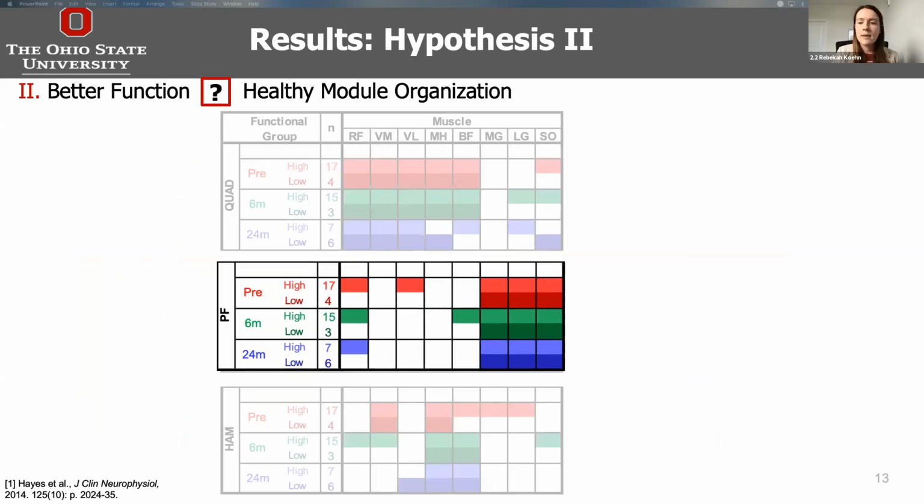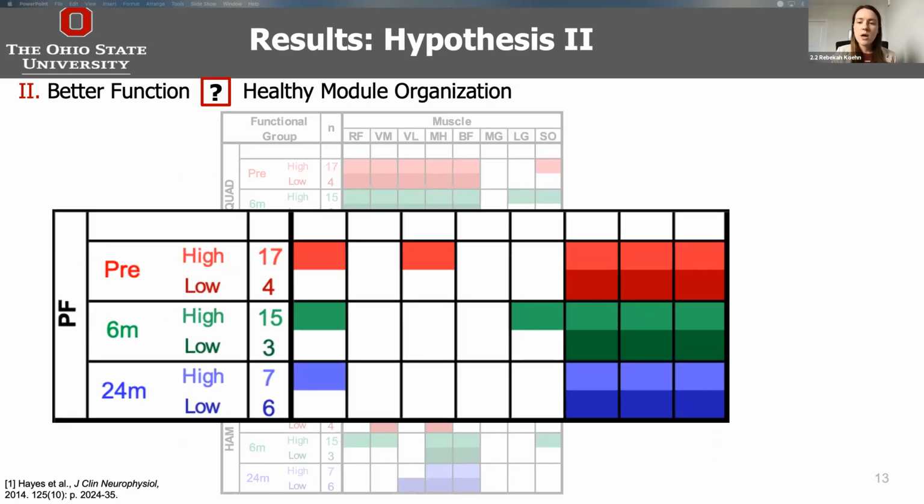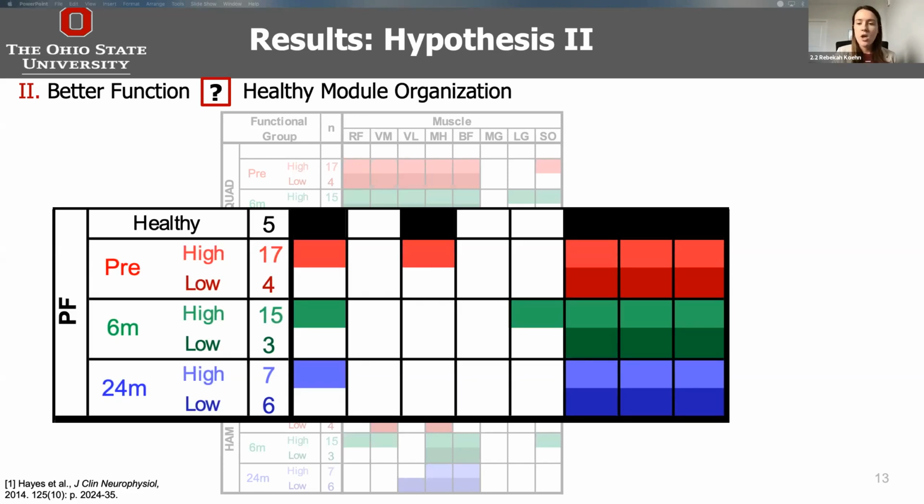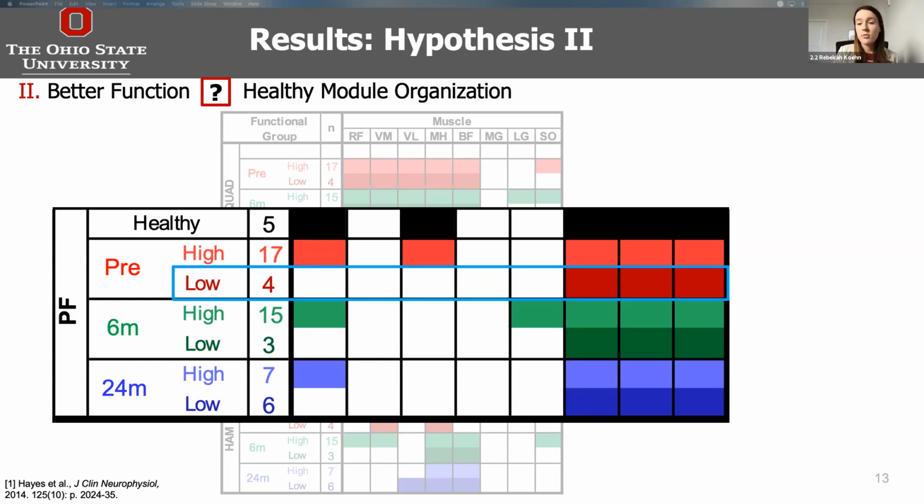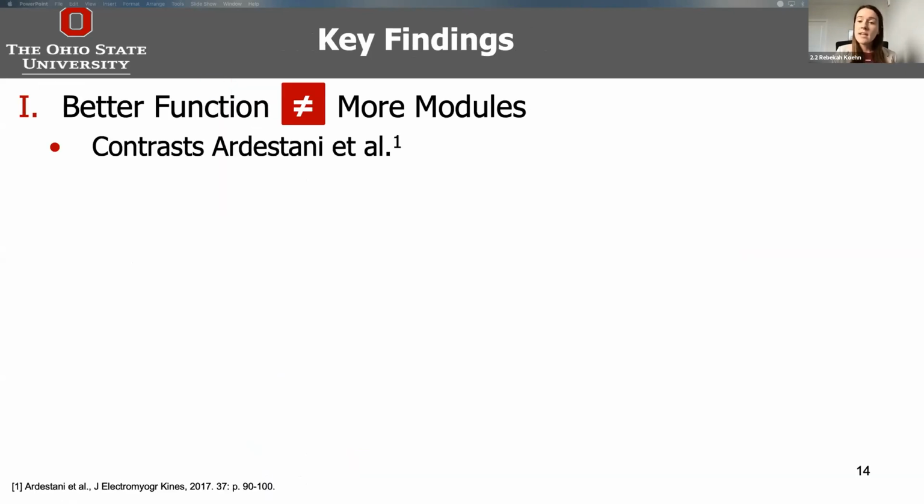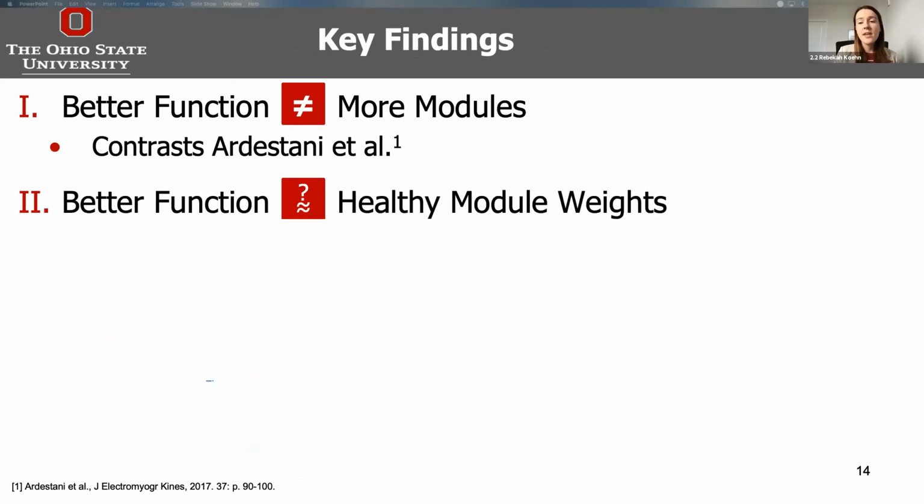In the interest of time, I'll highlight just the plantar flexors module, which we compared to the same module from a healthy age-matched group. Preoperatively, we saw that the high-functioning group organized this module exactly like the healthy group and demonstrated plasticity and control throughout recovery, whereas the low-functioning group had fewer active modules preoperatively and kept the same organization throughout recovery. So although we did not find an association between higher number of modules and better patient function, there may be a relationship between module weights and function.